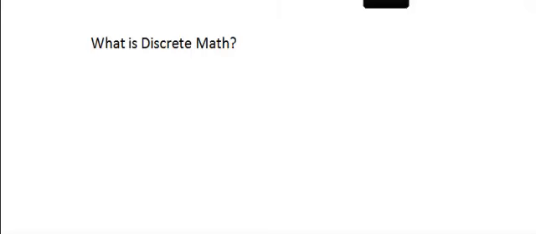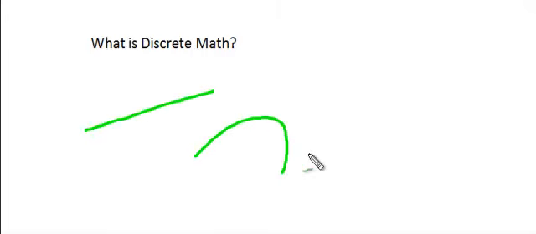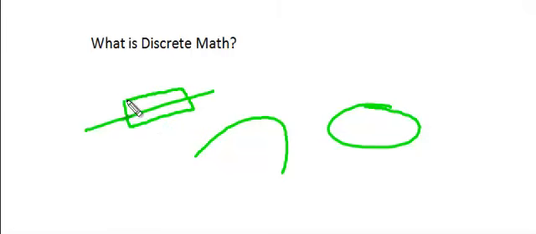Chapter 9, Discrete Math. What is discrete math? We've been looking at lines and parabolas, ellipses, hyperbolas. With all of these, if you zoom in to any one point, you're going to find more and more points. There's more points in there. It's all connected, all continuous.